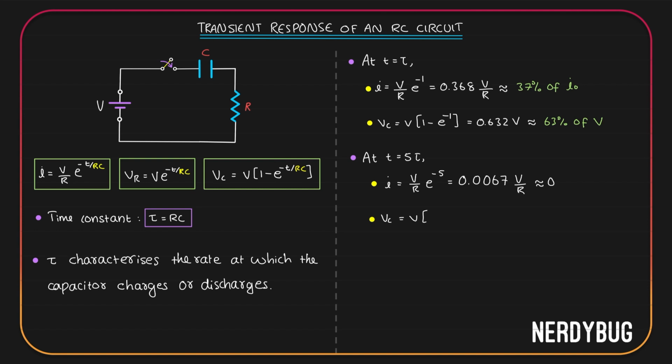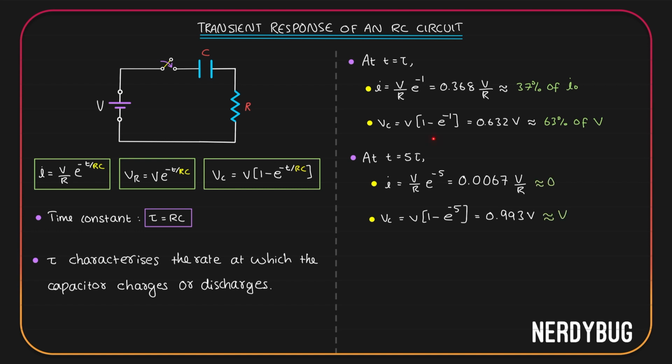Vc is V multiplied by 1 minus e raised to minus t by tau. Here t is 5 tau, so we get e raised to minus 5. If we calculate this, Vc will be 0.993 times V. Or we could say 99.3% of the maximum value. Let us take it to be approximately equal to V.